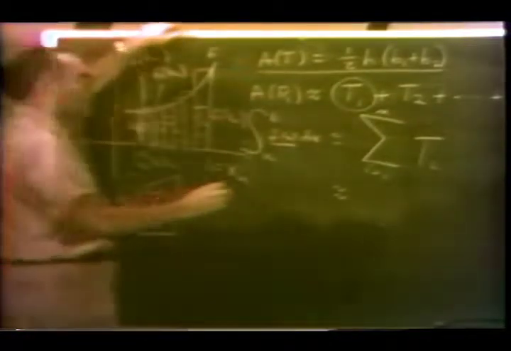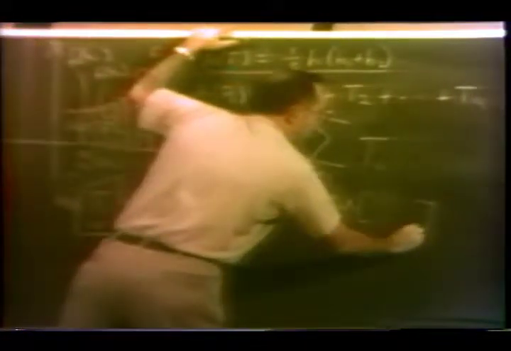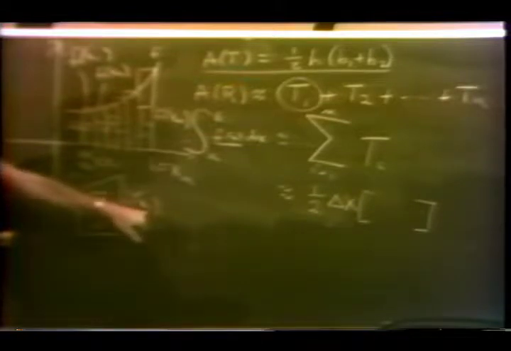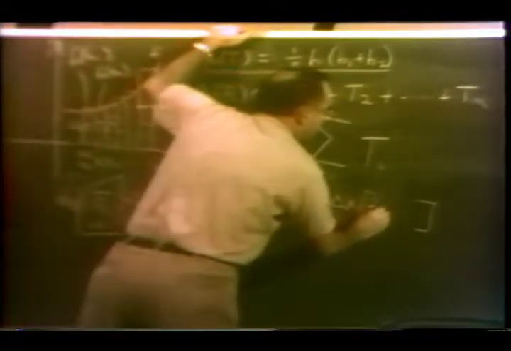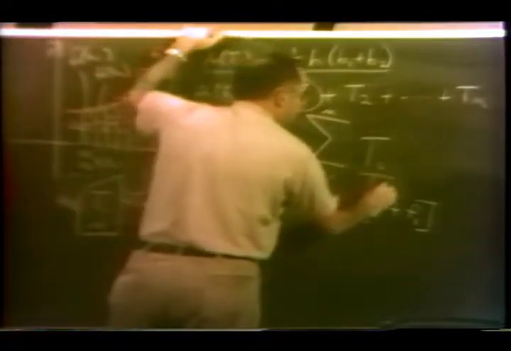trapezoid will be 1/2 delta X times what sum then? What will be B1, B2 of my first trapezoid? Yeah, f of x sub 0. Right. So I don't have to write this every time, call it f sub 0 and f sub 1. So that's my T1.